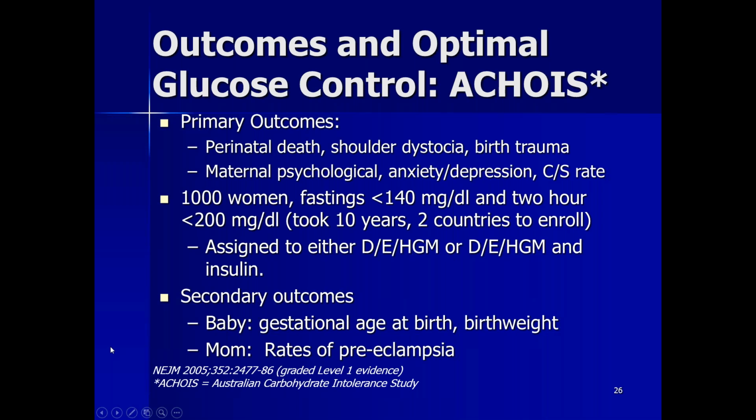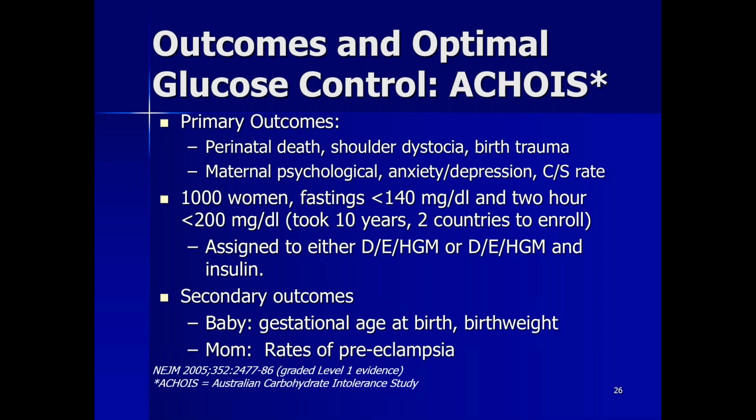Another very big landmark study, the Australian Carbohydrate Intolerance Study, looked at a different group of patients. This was 1,000 women. You can see that their fastings were higher than in the HAPO study. This was a very difficult study to enroll in. This took 10 years and 2 countries to achieve their enrollment goal of 1,000 women.